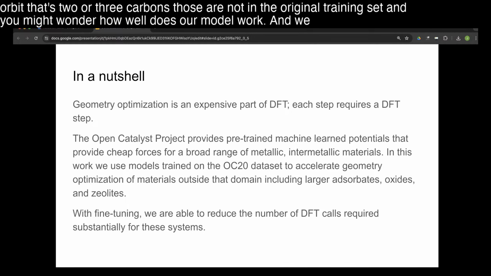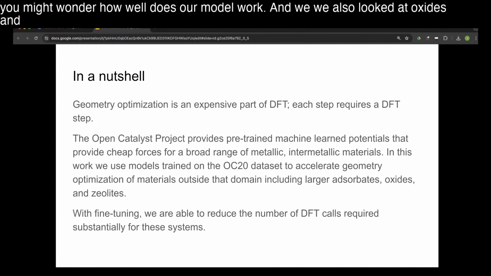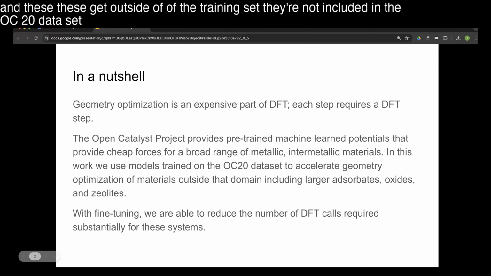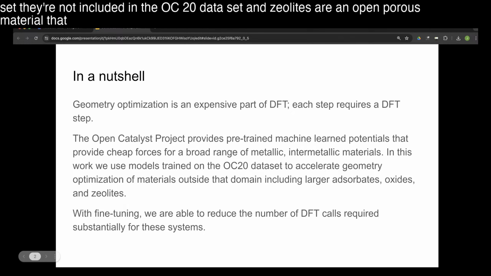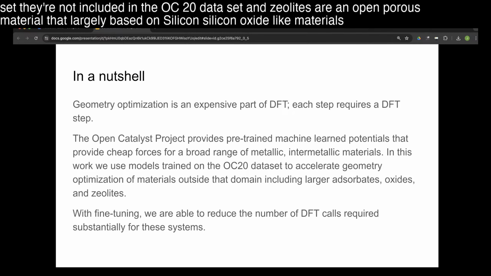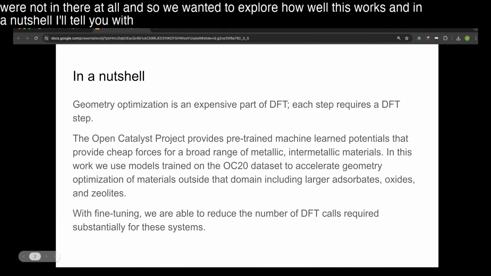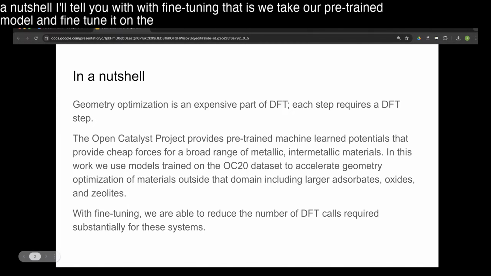We also looked at oxides, and these get outside of the training set. They're not included in the OC20 data set. And zeolites are an open porous material that is largely based on silicon oxide-like materials. So those were not in there at all, and we wanted to explore how well this works. In a nutshell, I'll tell you, with fine-tuning, that is, we take our pre-trained model and fine-tune it on the relaxations, we're able to reduce the number of DFT calls a lot.